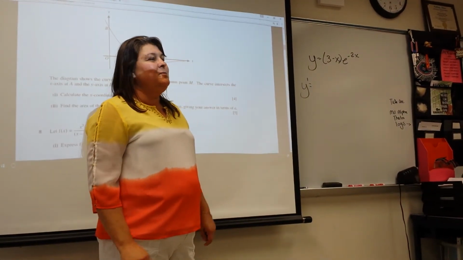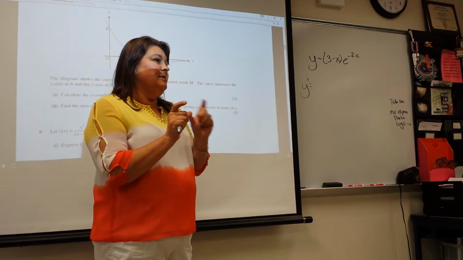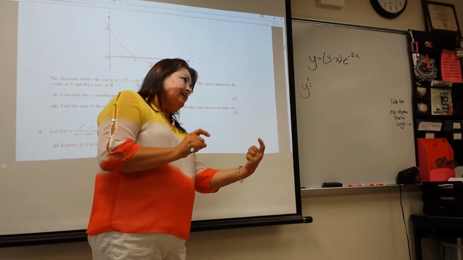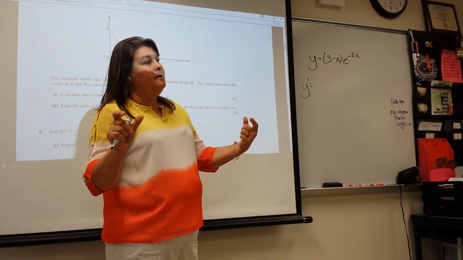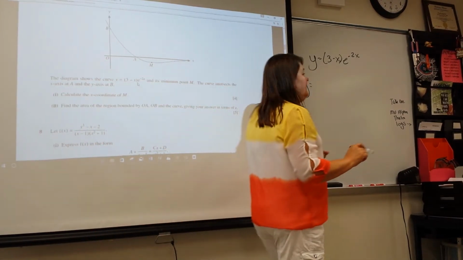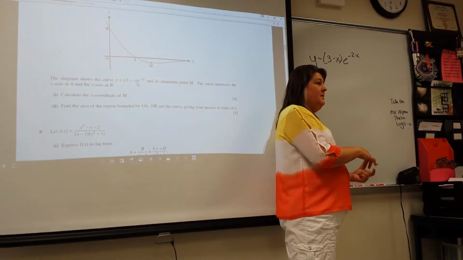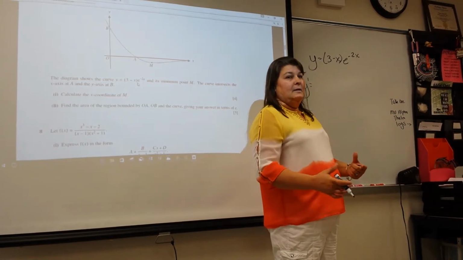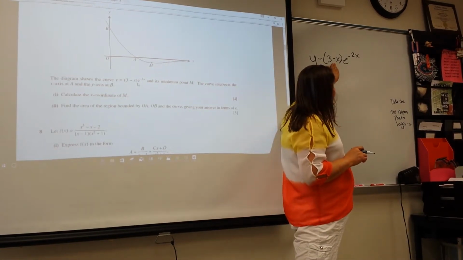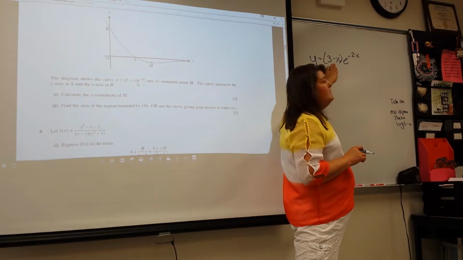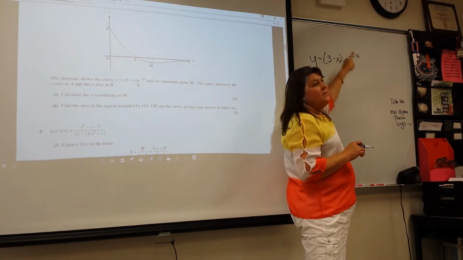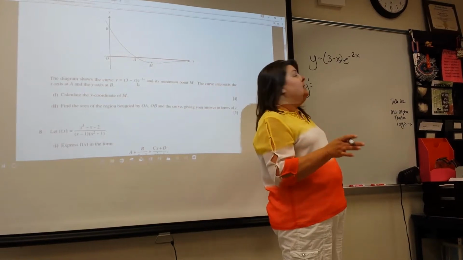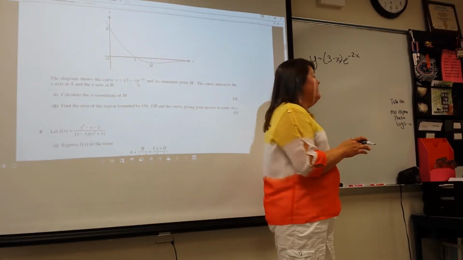Okay, so the first thing we have to do is recognize that there are two separate entities, 3 minus x and e to the negative 2x. Would you agree? So the first thing we're going to do is take the derivative of the first times the original second. What is the derivative of the first? There's no exponent here other than 1, so we don't have to use chain rule. So it's negative 1.